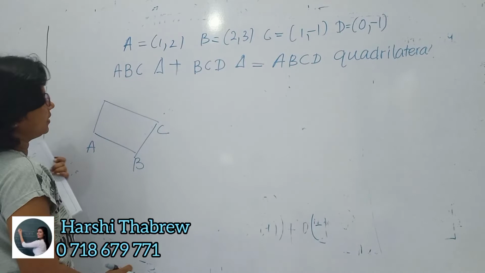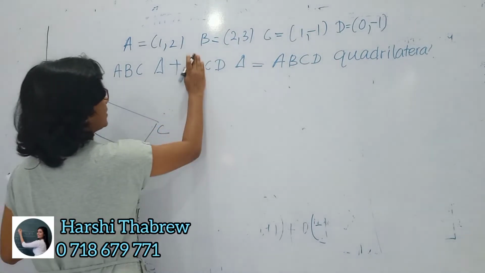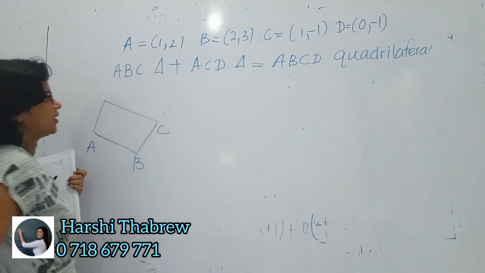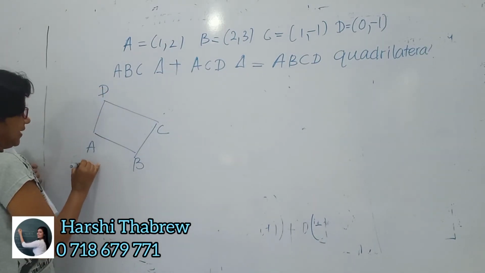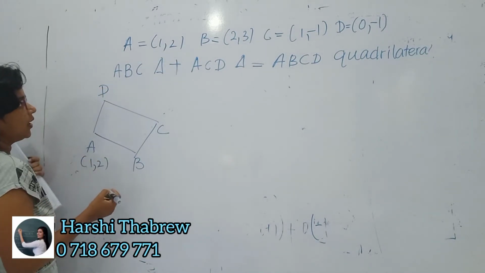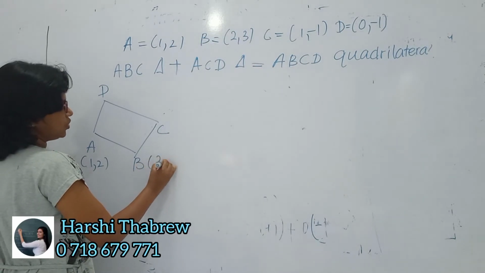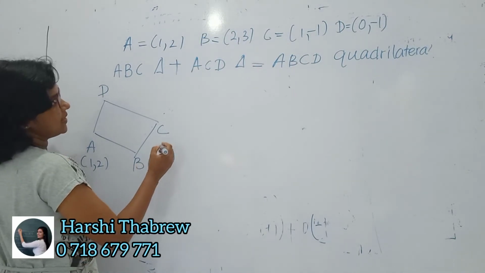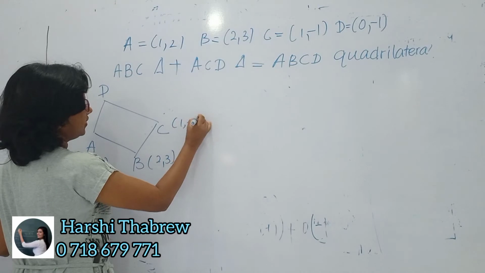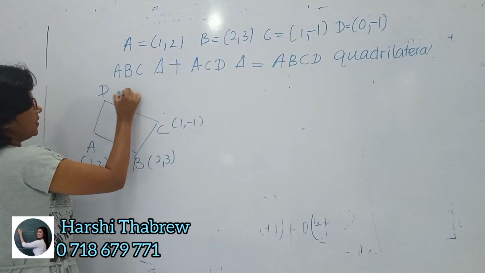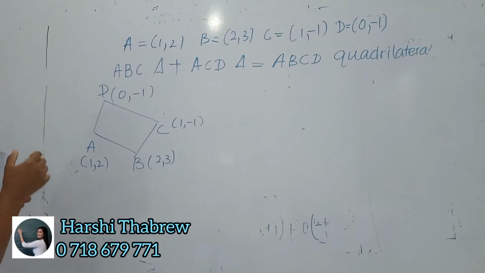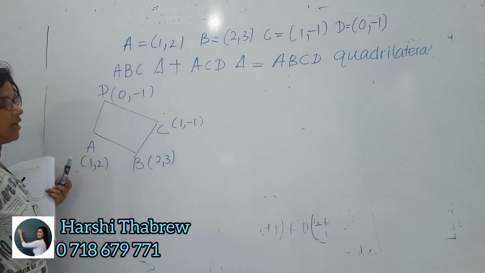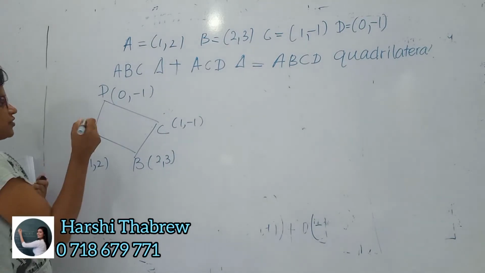Sorry, it should be ACD, ABCD. A is (1, 2), B is (2, 3), C is (1, -1), D is (0, -1). We just draw a rough sketch, not plotting exact coordinates.